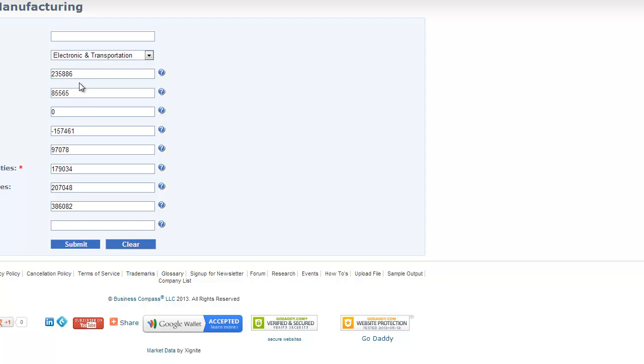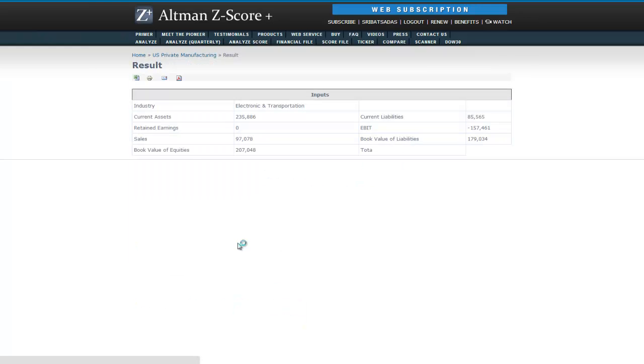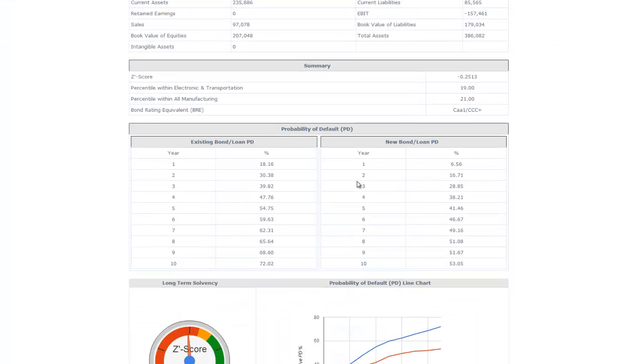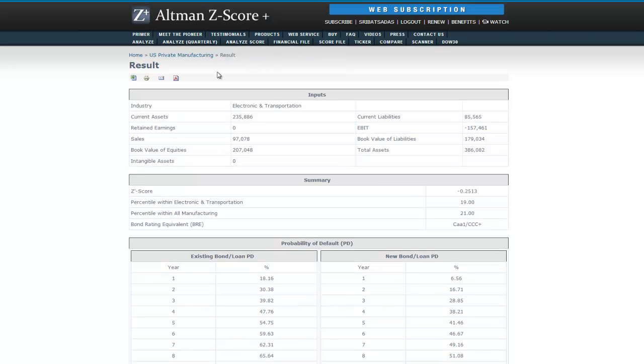In this case, we have entered the data. Let's take a look at the retained earnings. It's 0, EBIT is negative. That is possible. Negative net working capital is also possible. Since this is a private firm, stock is not trading, so we consider the book value of equities instead of the market value of the equities. So now, similar to what we have seen earlier, the application calculates the Z prime score, and here the bond rating equivalent, and then there are the probability of default and the gauge as well as the default probability graph.